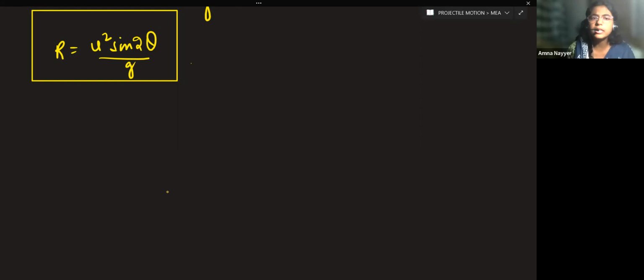Just try, put it in this: u square sine 2 theta divided by g. So just focus on this. If you somehow get the value of sine 2 theta as 1, then only you can say, no, this is maximum. So at what angle should theta be put so that you get the maximum value as u square by g?